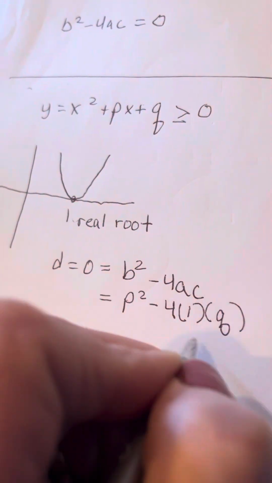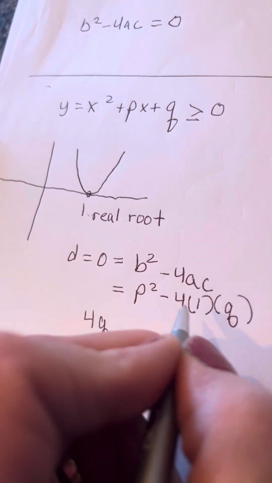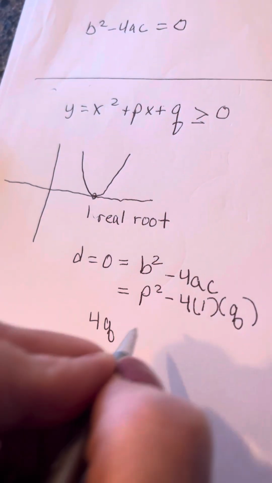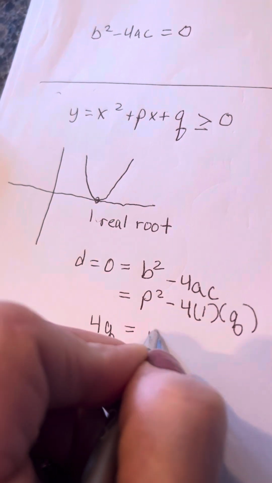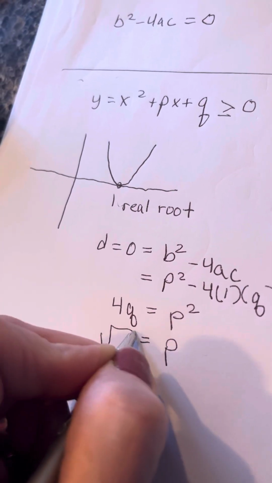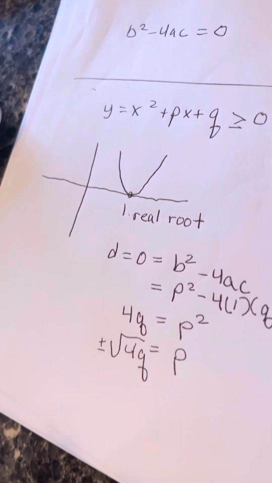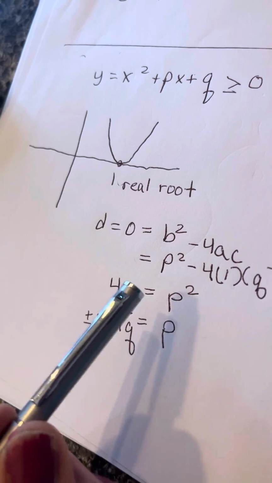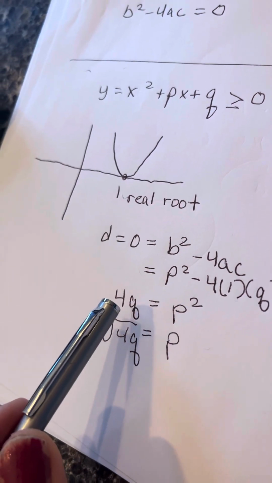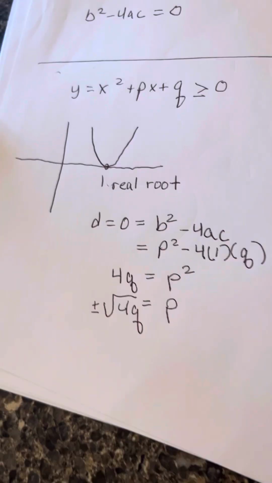So I'm going to add this stuff over to the other side. Negative 4 times 1 is negative 4q, so I'll bring it over to the other side. 4q equals p squared. So p is just going to be equal to plus or minus the square root of 4q, and that would be the answer. If it's solved for q in terms of p, then you just divide by 4 and you get q equals p squared over 4. So that's how those problems are done.